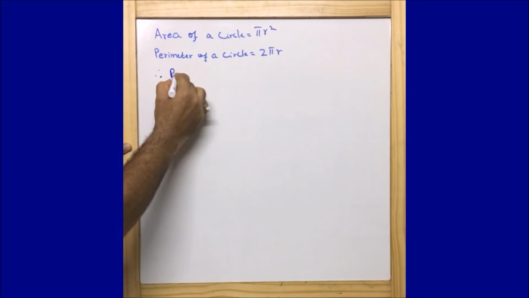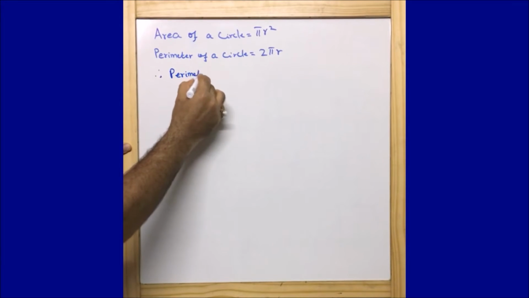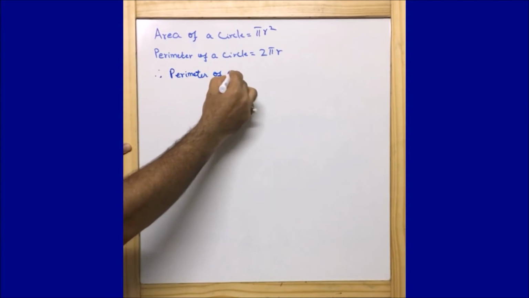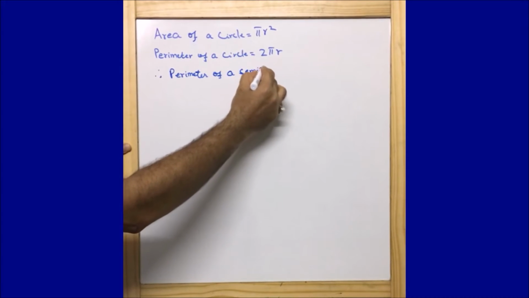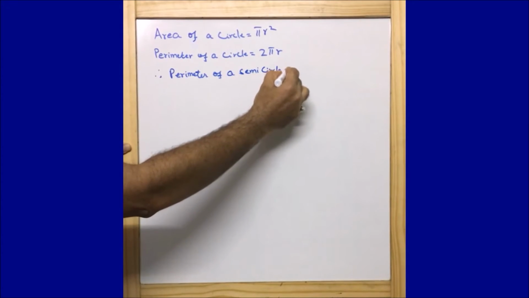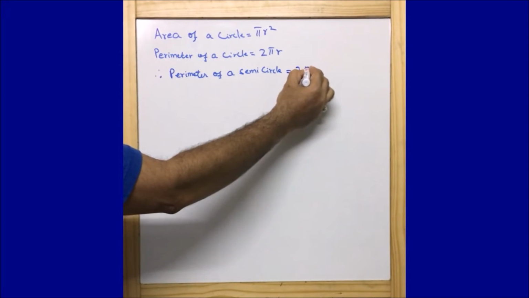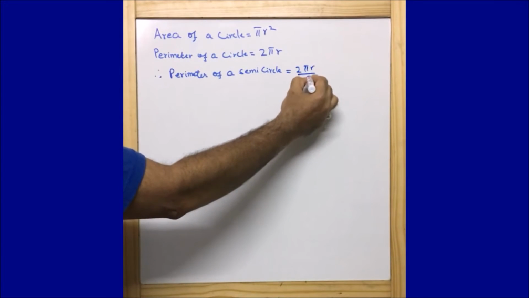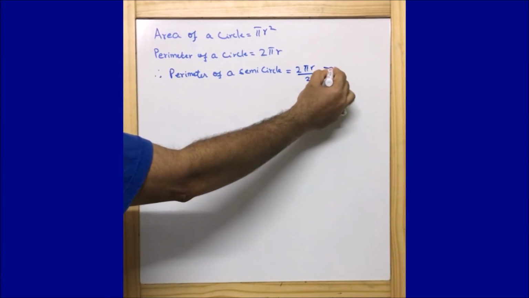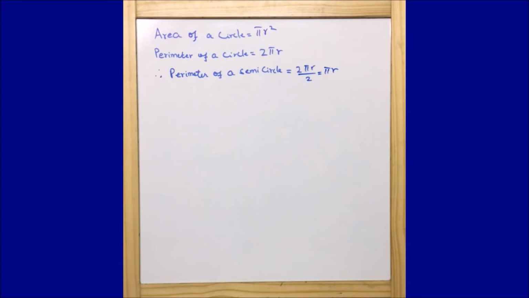perimeter of a semicircle is equal to 2 pi r by 2, because it is semicircle, that means half circle. So I will just do 2 pi r by 2, that is equal to pi r. Okay, so guys, you could see that we are able to find out the perimeter of a semicircle is pi r.